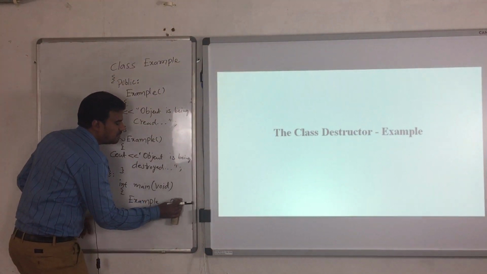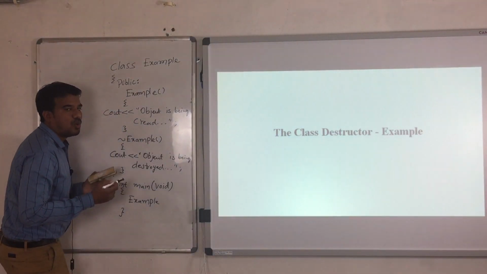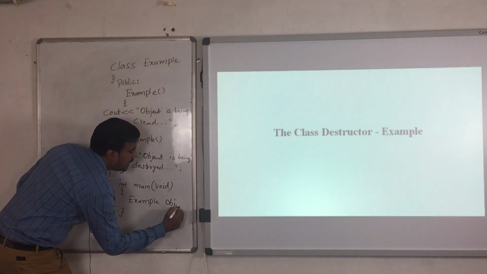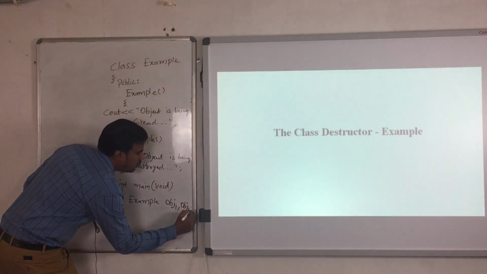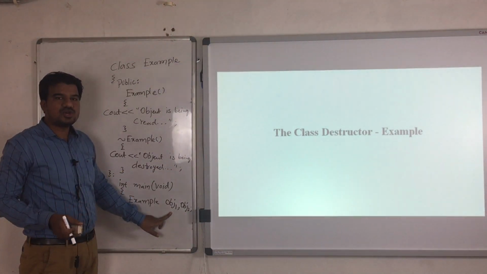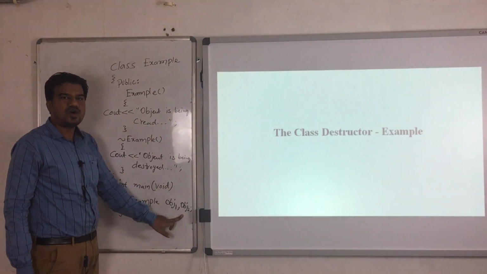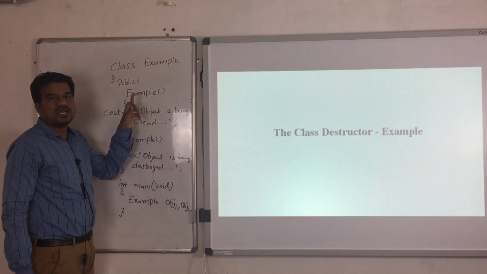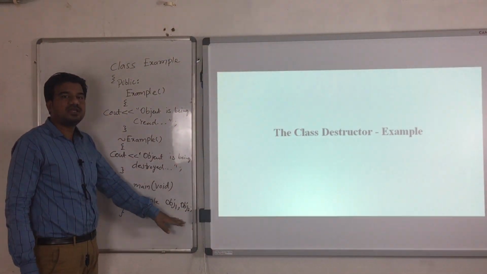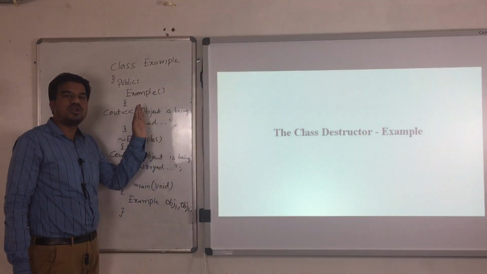So if I create more than one object, which is what I am doing right now, that is obj1, obj2, what will happen? Creation of object 1 will call the constructor first. Then creation of object 2 will call the constructor a second time. So these two objects will call their constructors separately. Object 1 will call its constructor, object 2 will call its constructor.